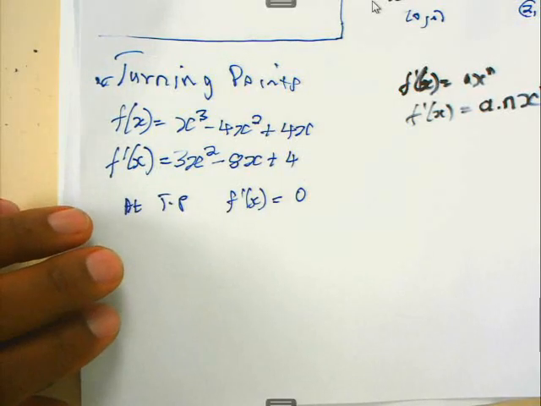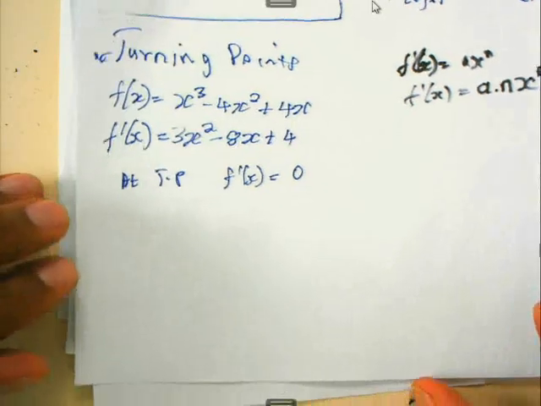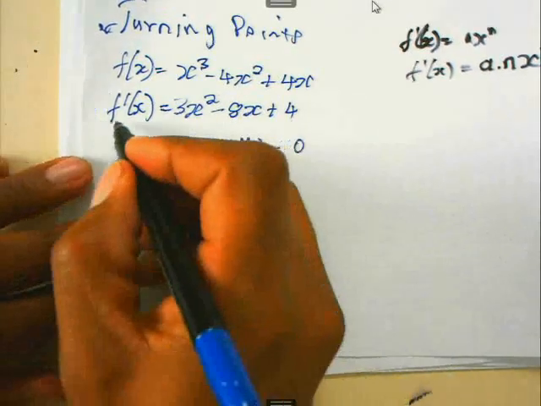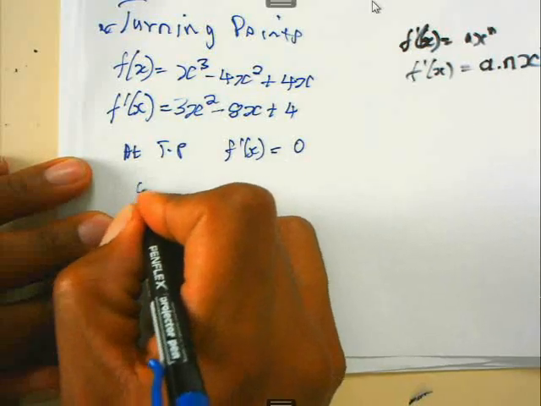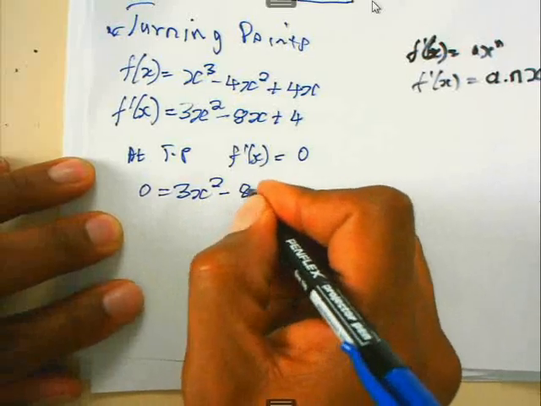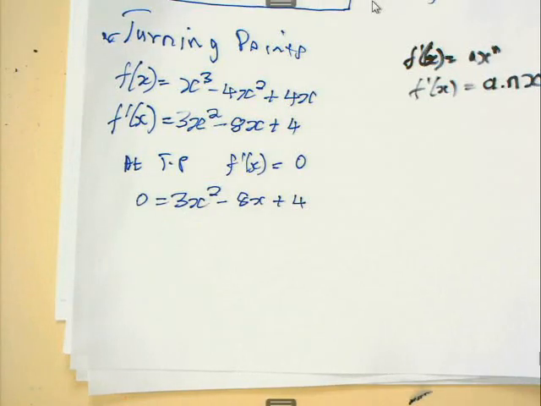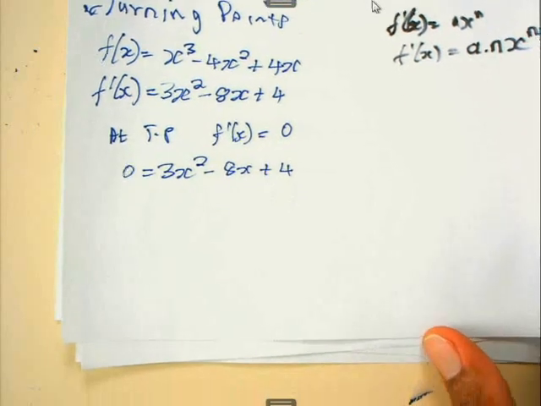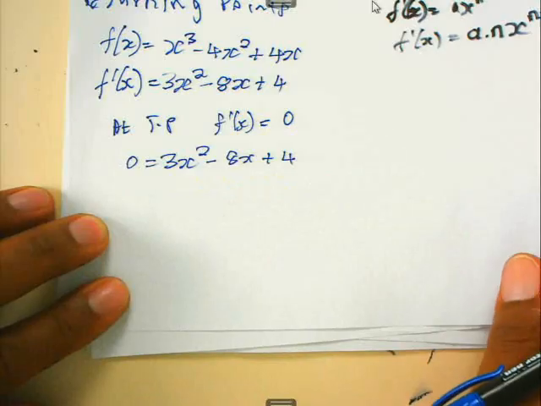The gradient at the turning point is equal to 0. Good. Now, it means we must equate the derivative to what? To 0. Then we'll have 0 is equal to 3x squared minus 8x plus 4. Good. Now, what type of equation is this one?